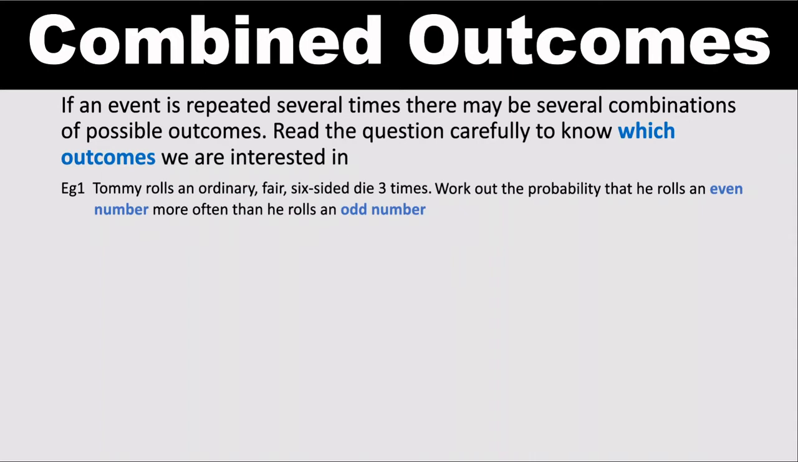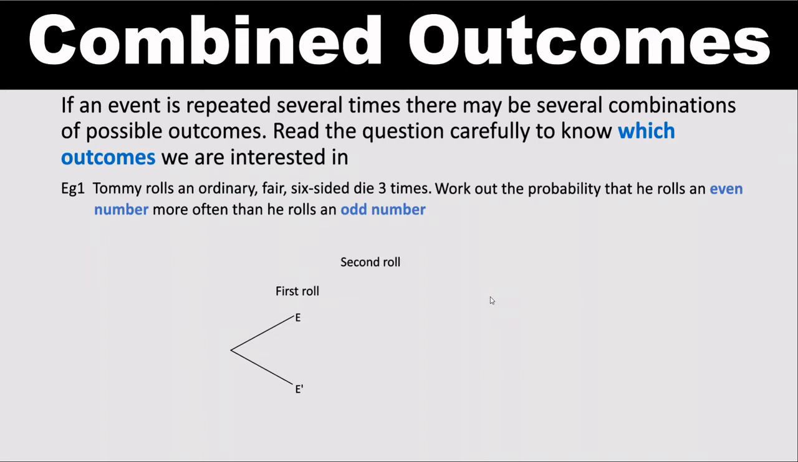Now, in order to draw a tree diagram for this question, I don't need to consider all of the possible outcomes, being 1, 2, 3, 4, 5, 6. I just need to consider the possible outcomes being either even or odd. So here's Tommy's first roll. He might have first rolled an even number or an odd number. Now I'm using this notation showing that this is even and this is not even.